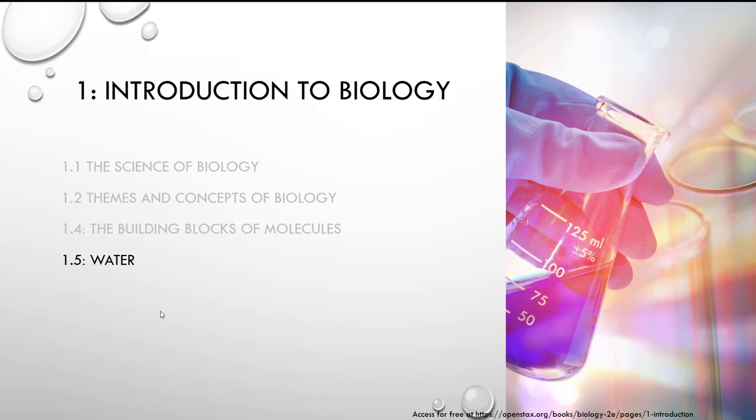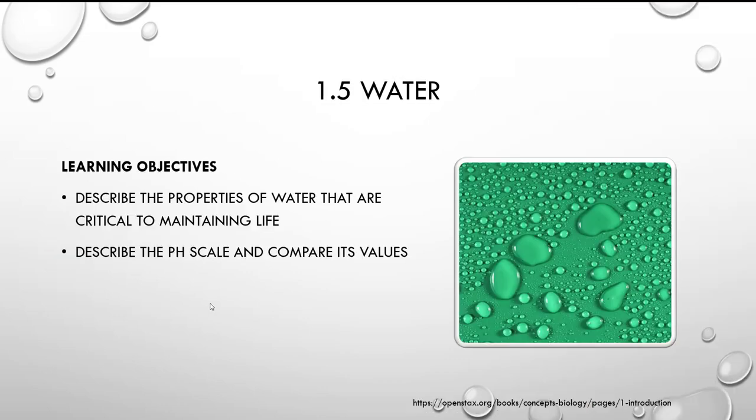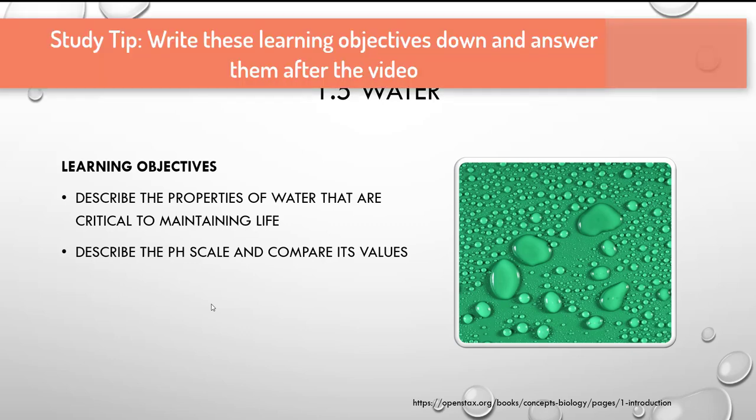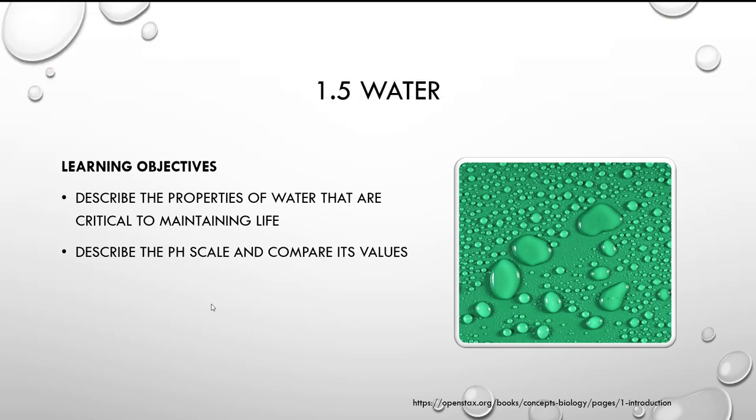So now we're going to focus in on the water molecule itself and why it is so important for living things. By the end of this video, you should be able to describe the properties of water that are critical to maintaining life. So basically, why do we always look for planets that have water on them? Because that indicates that there could possibly be life there. So why is water so important?